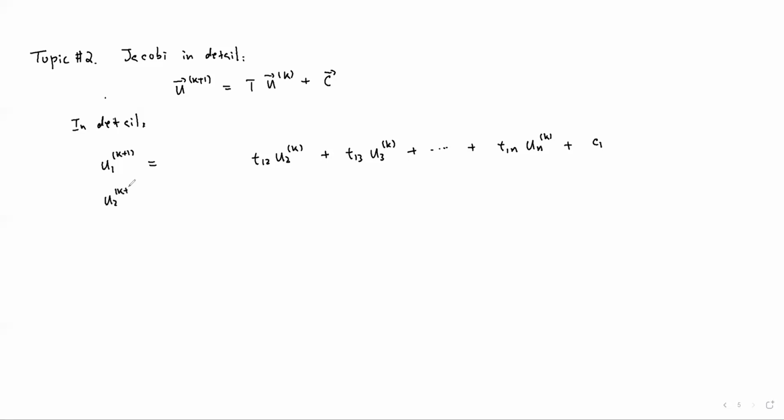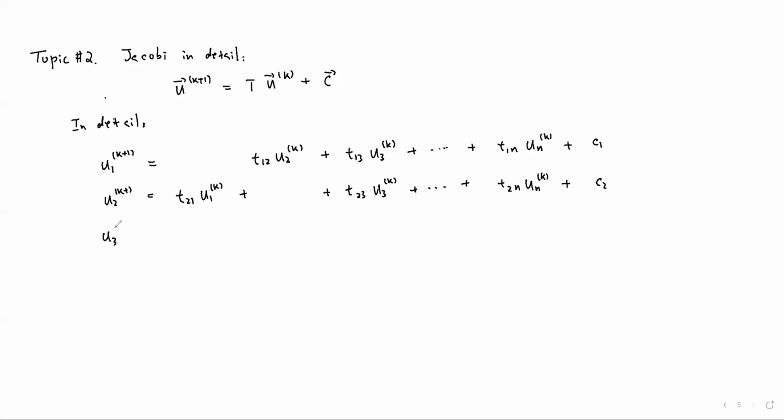Now the second equation, U2, K plus 1, second entry of this vector. This is T21, U1, K, then plus low U2, because U2 is on the left side, so low U2, but T23, U3, K, and T2N, UN, K, and then plus C2, second entry of C.